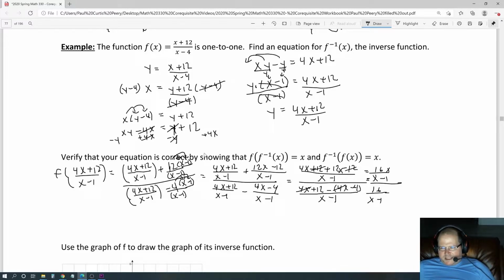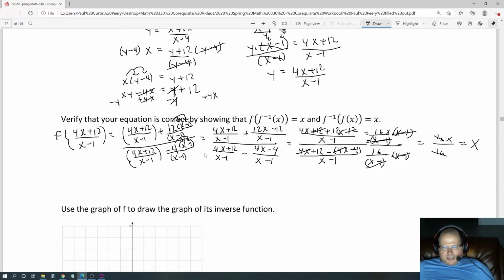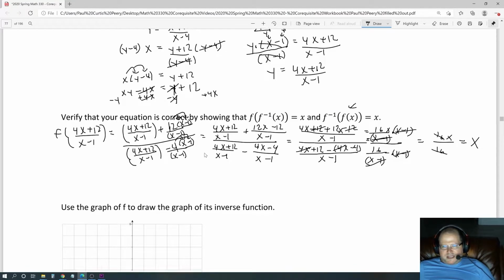The x minus 1s are going to cancel out. There's a couple of ways to illustrate this. One is I can multiply both the numerator and the denominator by x minus 1, and then those will cancel out. It's one way to think about it. And that'll give me 16x over 16. 16s cancel out, leaving me x. So we proved it. You would do the same thing in reverse to prove that it is in fact inverse.